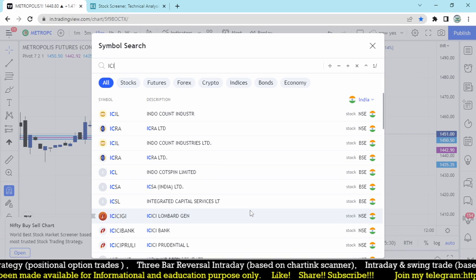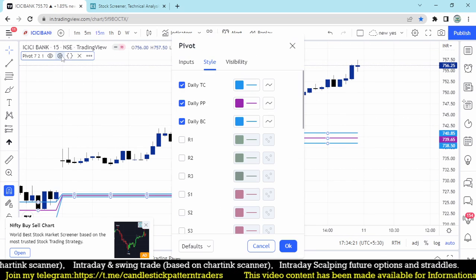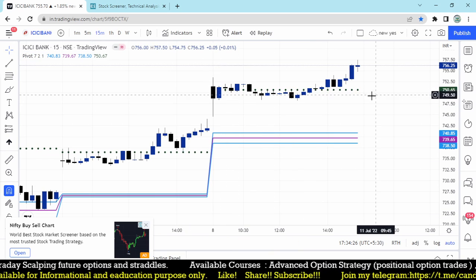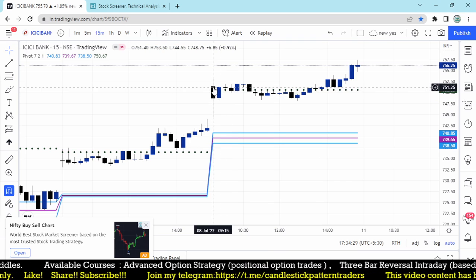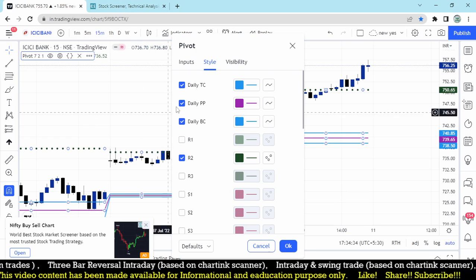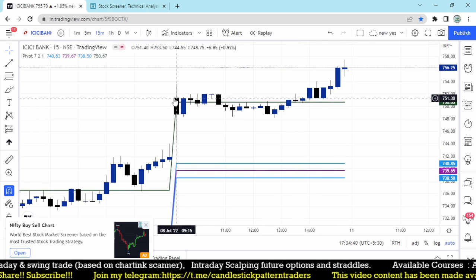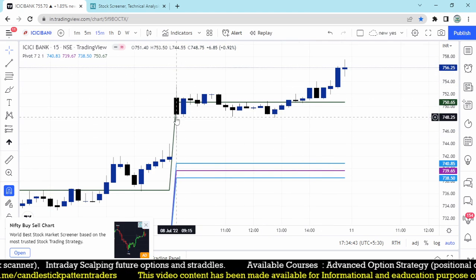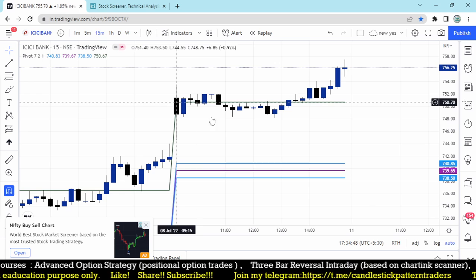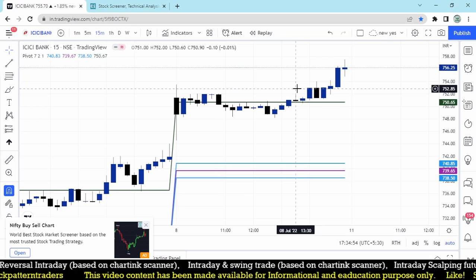ICICI Bank. Yes, we'll add that R2 here. Okay, the stock opened above R2. Yes, that was opened above R2. That's right, so this green line should be R2. Let me mark it as a line. The stock opened above R2, so it should be a highly volatile stock, maybe tomorrow or today. Since it opened greater than R2, it can reverse to the pivot or continue the uptrend. So we can find stocks based on scanners and screeners.